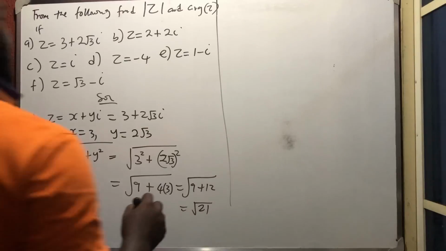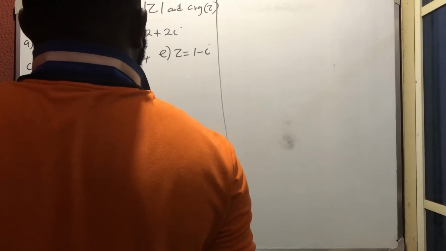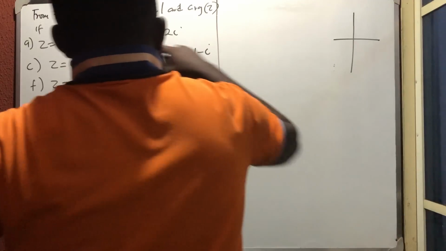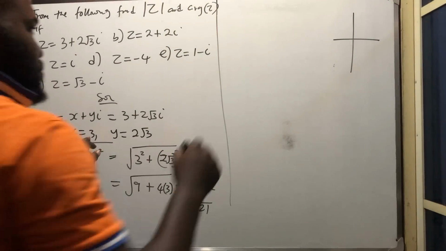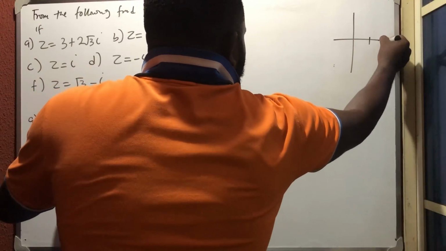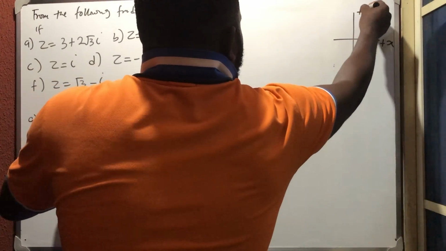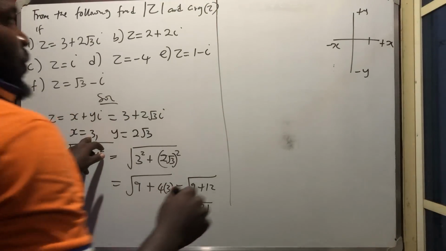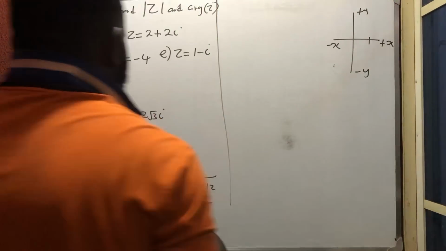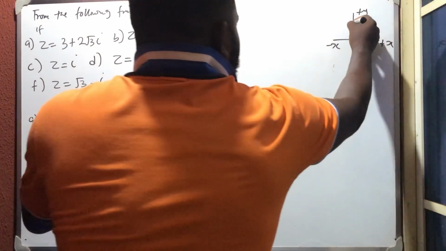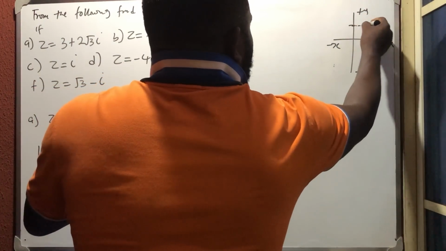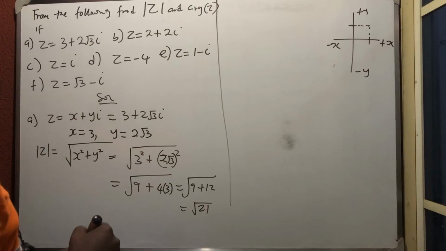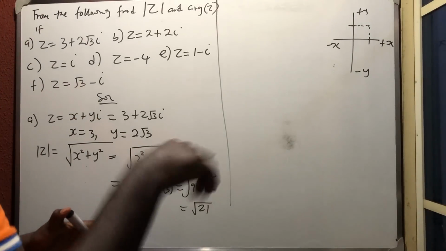So that is that for the modulus. Now for the argument, first of all you need to draw it. If you draw it like this, this is positive x, negative y, positive y, negative x. My x is positive, so draw a line on the positive x. My y is still positive, so draw a line on the positive y. Now trace both of them to meet. They met at the first quadrant. So since they met at the first quadrant, your answer must fall within that first quadrant.